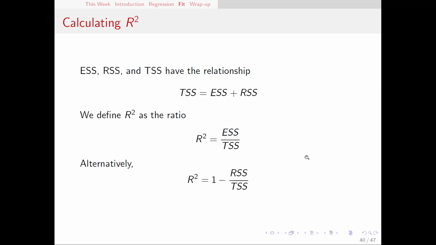To calculate R-squared, we take the ESS and divide by the TSS. Since the ESS is always a part of the TSS, the R-squared has to be between 0 and 1. The best a regression can do is explain all of the variation, and the worst it can do is explain none of it. Because of the relationship between these three values, we can also calculate the R-squared as 1 minus the ratio of RSS to TSS. Either way will get you the same answer.